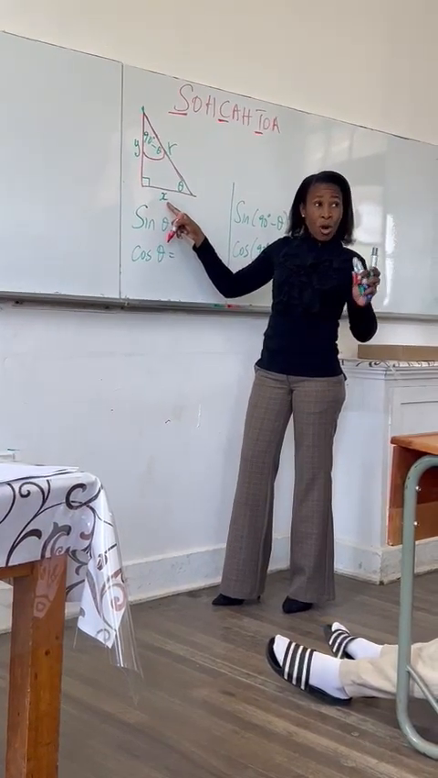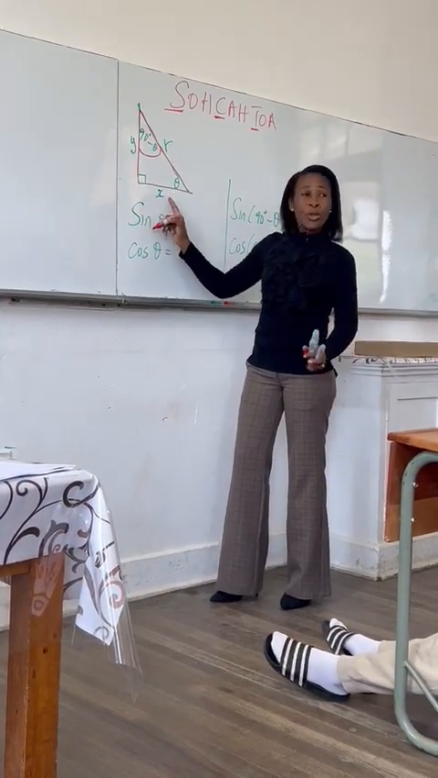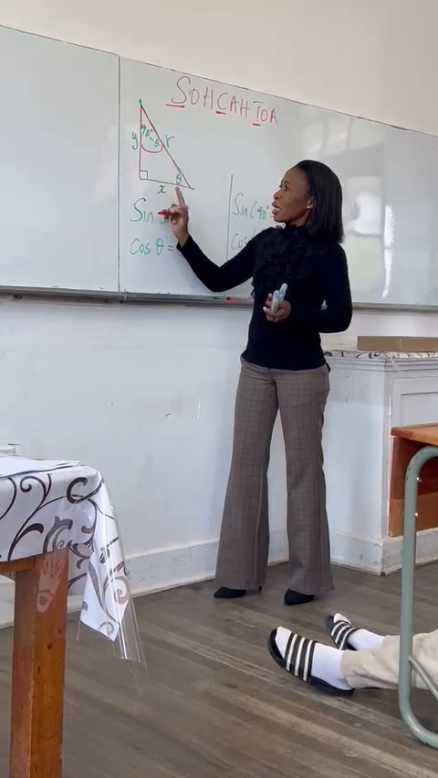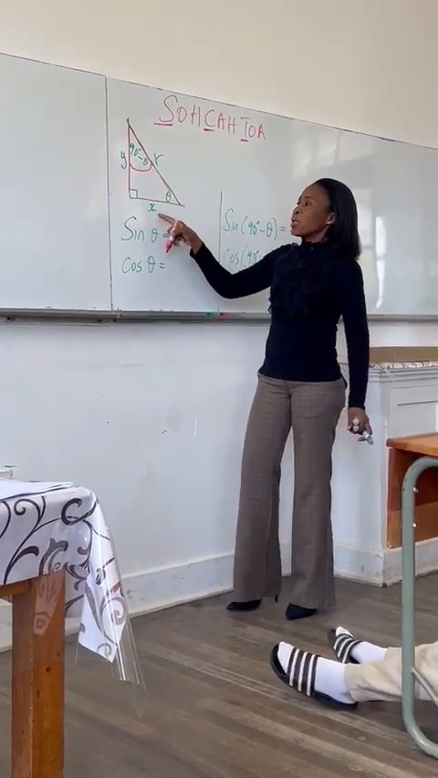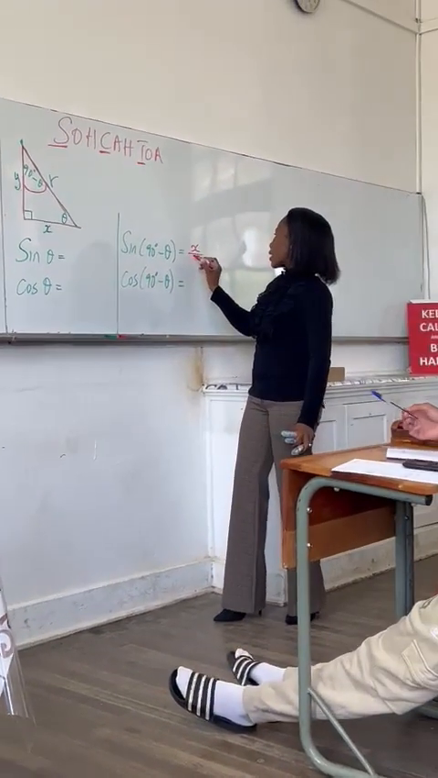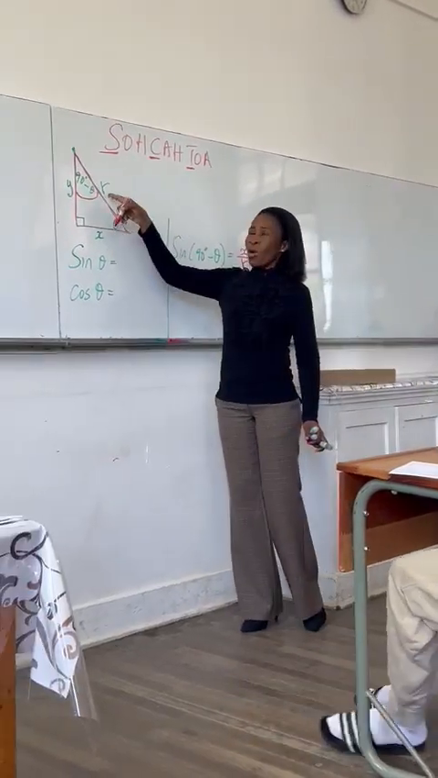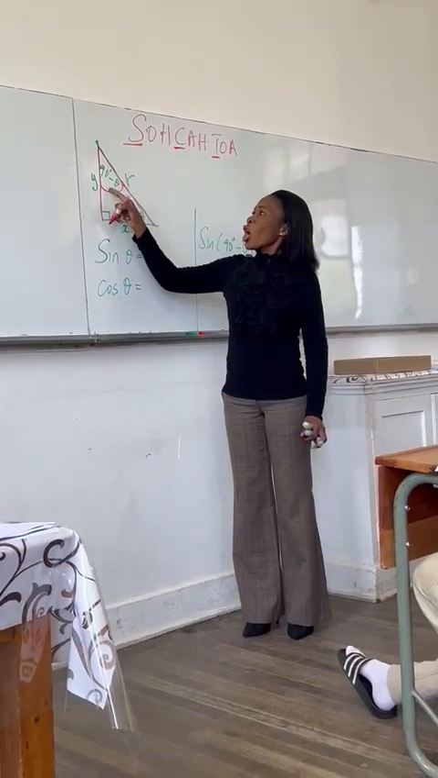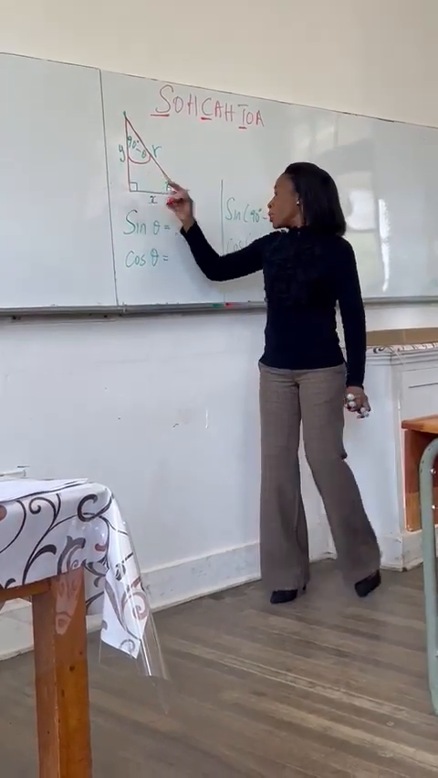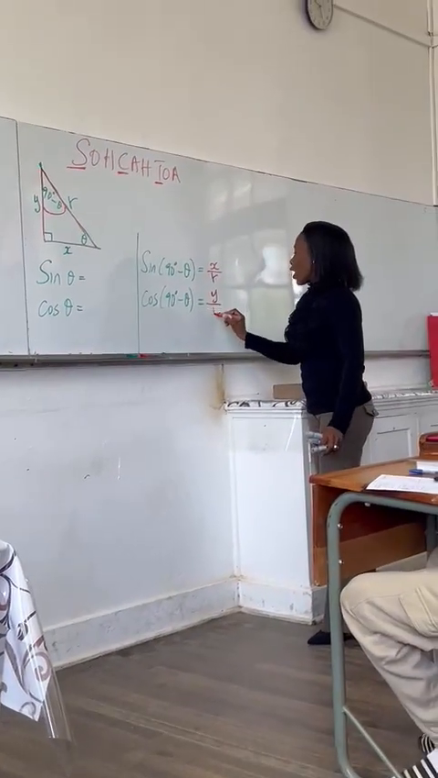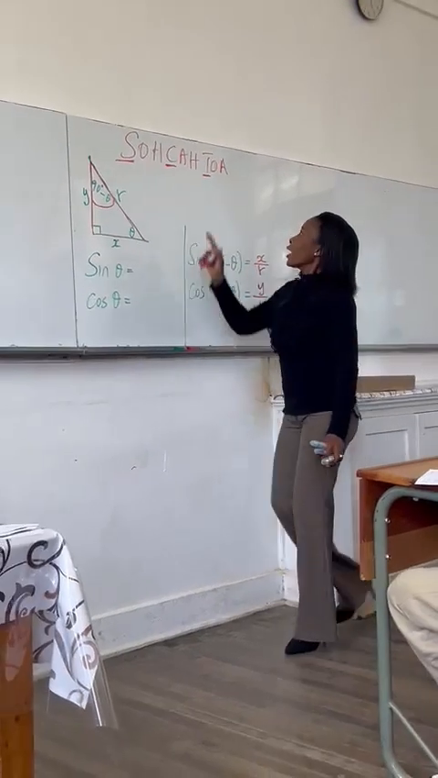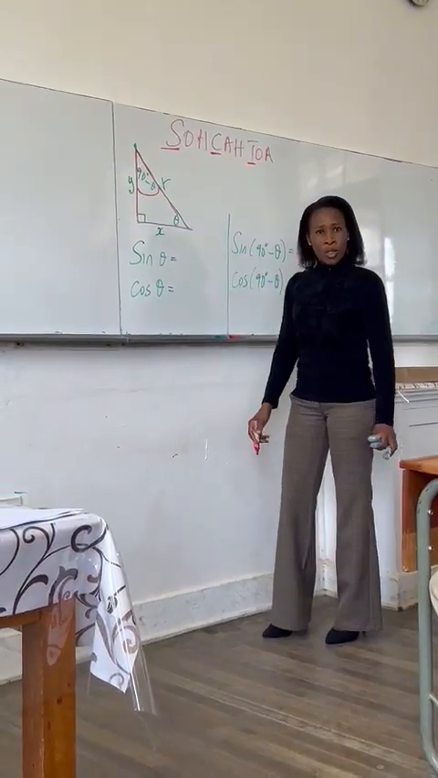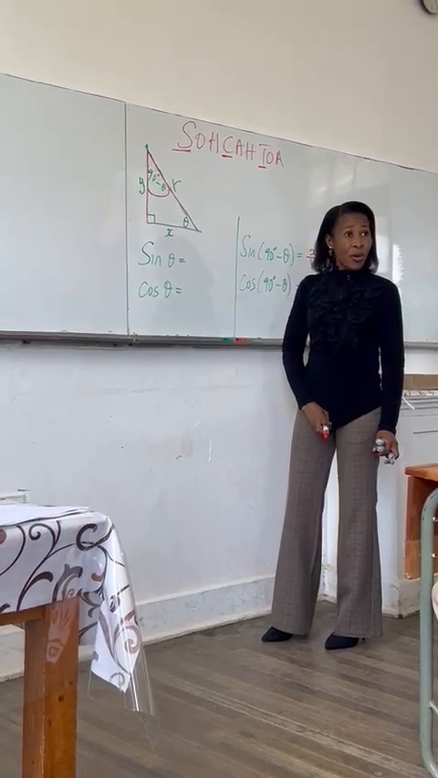That is the confusion of most learners. They confuse adjacent and opposite. So sine of 90 degrees minus theta, we said it's X over R. Do we agree? Opposite over hypotenuse. Now come here. Let's go to cos. Cos of 90 degrees minus theta will be Y over R, adjacent over hypotenuse. Are we fine so far?